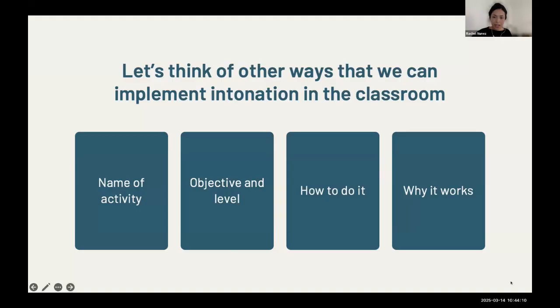Any other ideas of activities that we can use? Okay, focusing on the main word in the sentence, intermediate stress: the subject, object, or verb. It depends on the sentence.